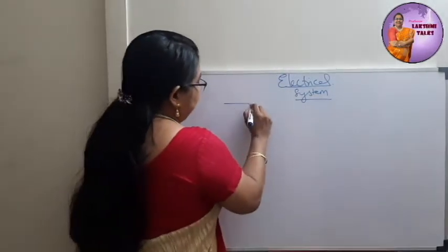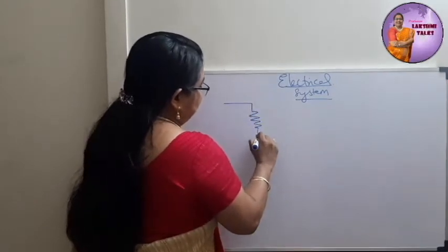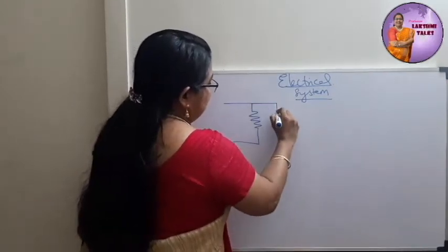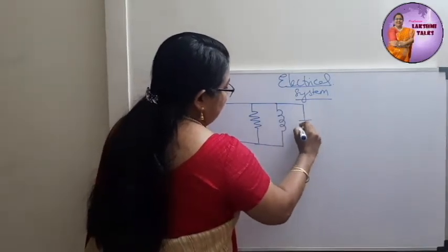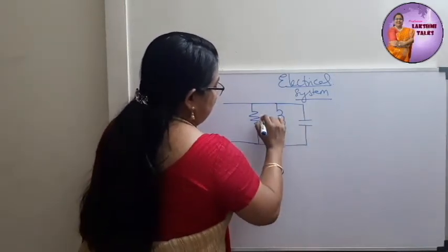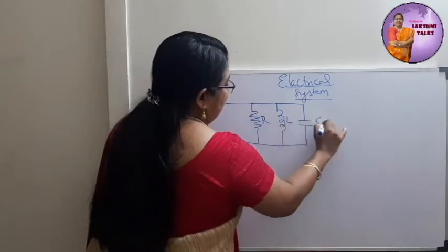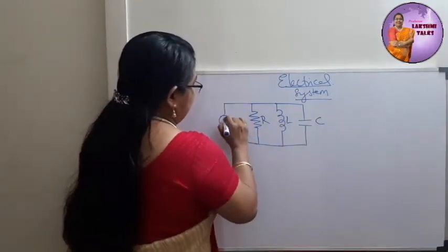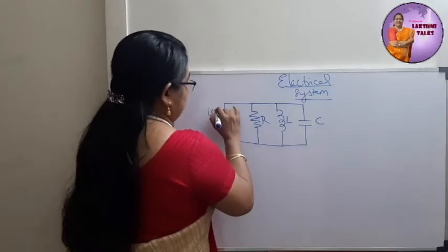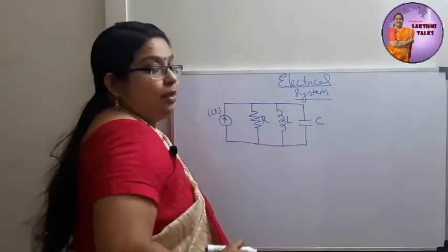Resistor, inductor, capacitor, all connected to a current source. Okay, this is RLC parallel circuit.